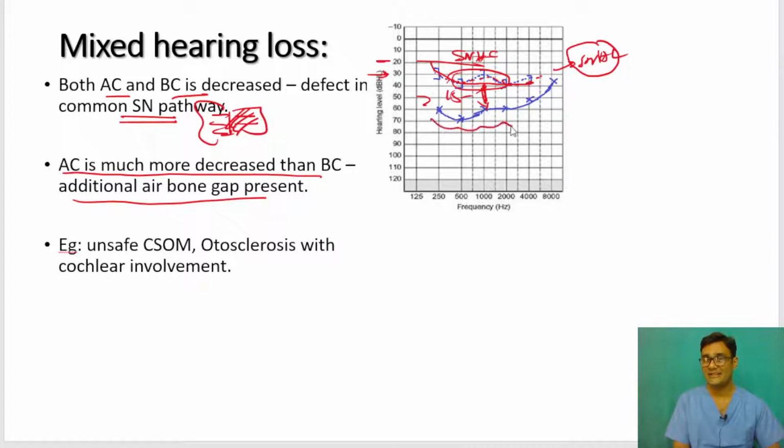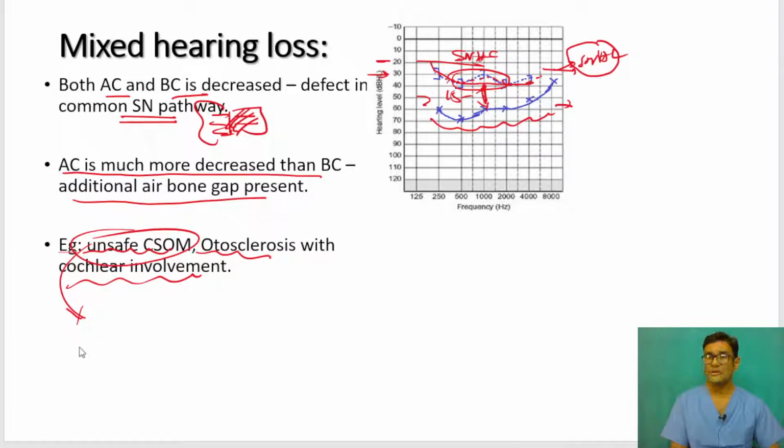That means in the air conduction also there is a pathology. Okay, so there is a pathology in the sensorineural pathway and there is a pathology in the conductive pathway. This is seen in unsafe CSOM, otosclerosis with cochlear involvement. So what is unsafe CSOM? What happens in unsafe CSOM?